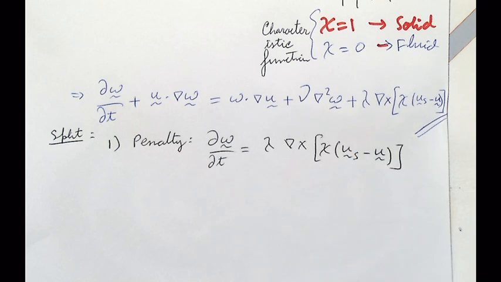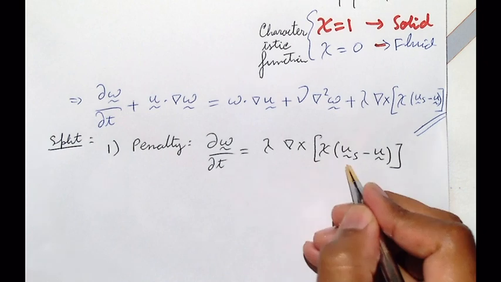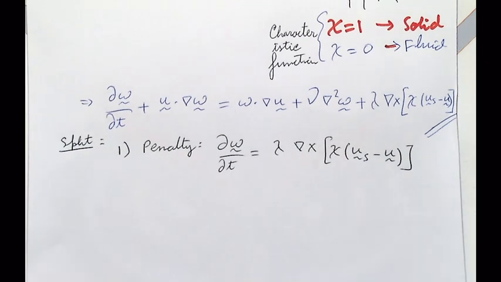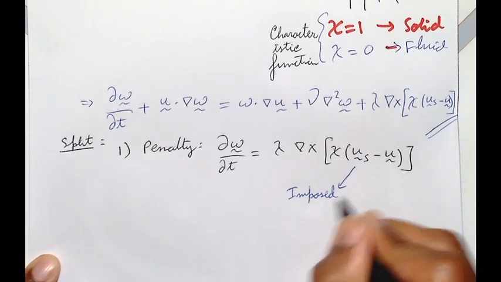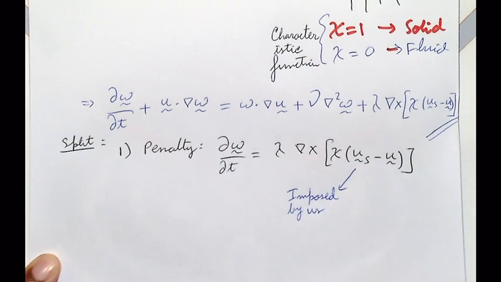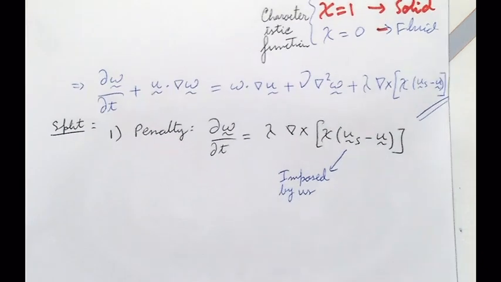If you have a solid cylinder that you hold on a stick and you start moving, this will be some ux value, a constant ux value. If you start rotating the cylinder, you compute this with ux plus omega cross r. And if you have a fish that's deforming, this is translation plus rotation plus deformation. So this is what you impose, imposed by u_s.